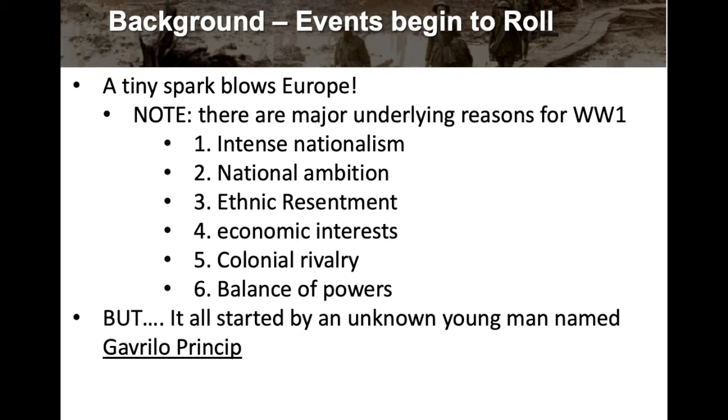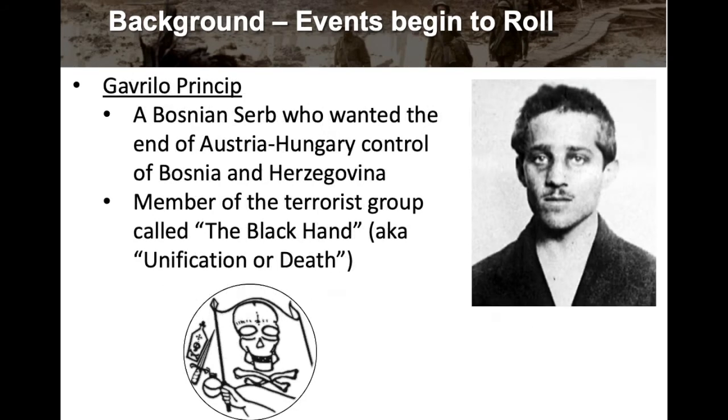There were underlying reasons, major reasons for World War I, but a tiny spark starts it all, and it's this. It all started by an unknown young man named Gavrilo Princip. Gavrilo Princip. He started all of this with his actions. And that's him, Gavrilo Princip. He was a Bosnian Serb.